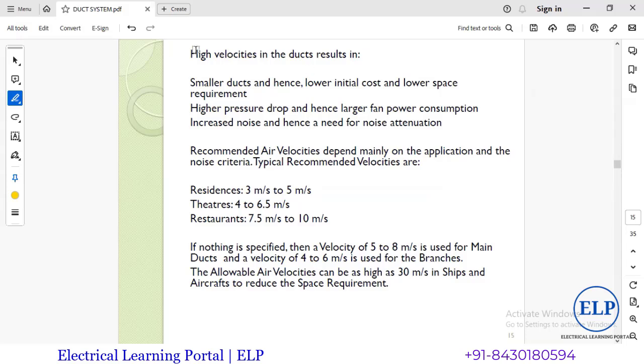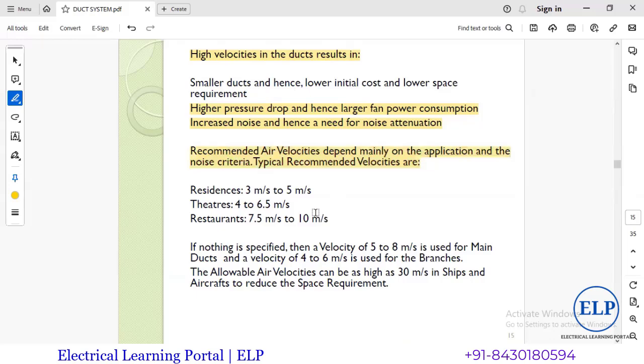Okay, so here some points are written. High velocities in the duct result in smaller duct and hence lower initial cost and lower space requirement, but higher pressure drop, hence larger fan power consumption and increased noise. So that is why recommended air velocities are given.